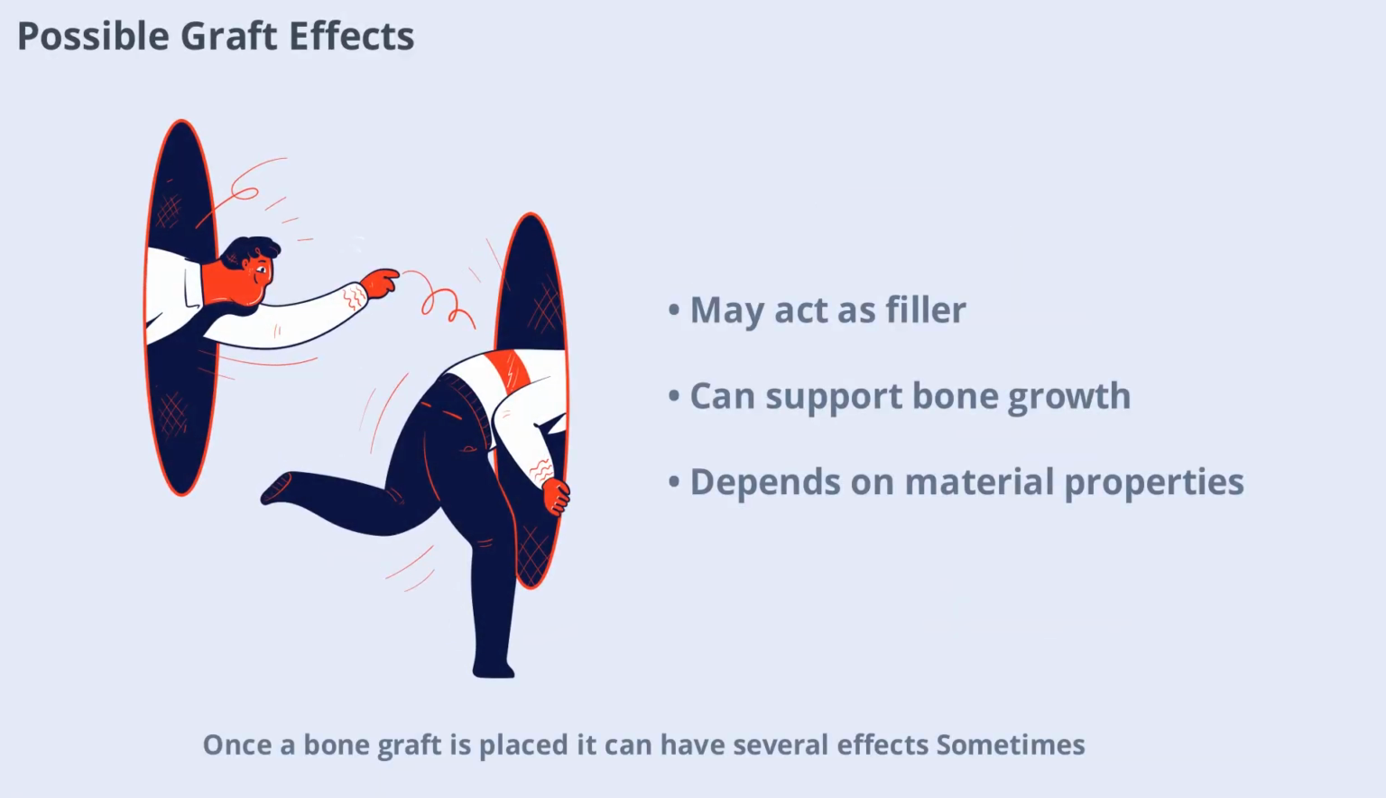Once a bone graft is placed, it can have several effects. Sometimes, the graft may show no significant effect, acting merely as a filler. In other cases, it may serve as a scaffold, supporting the host's natural bone to grow and fill the defect. The effectiveness of the graft depends on its properties and how well it interacts with the surrounding tissue.